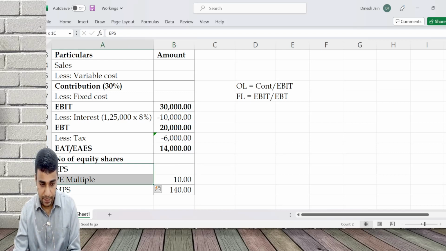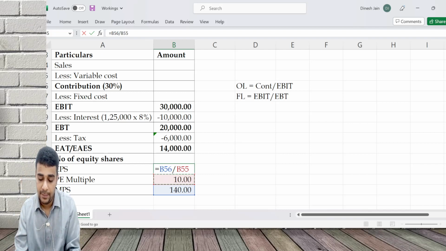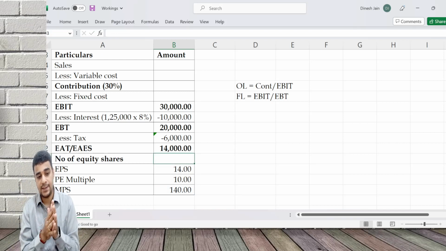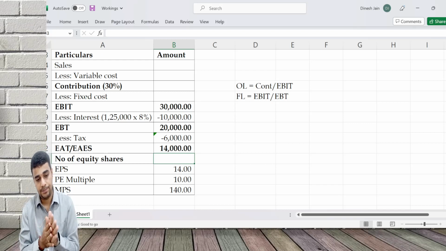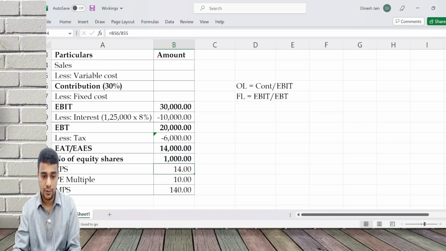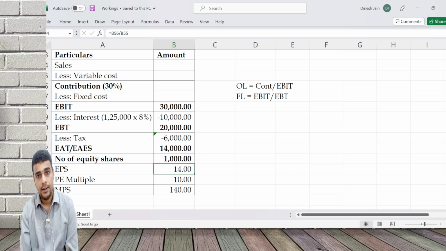Reverse working: EPS multiplied by the P/E multiple is MPS. So MPS divided by the P/E multiple is EPS. EPS into P/E multiple is MPS, hence EPS is MPS divided by the P/E multiple. And the number of shares is the balancing figure, which is part 2 of the question. Part 2 wanted the number of shares to be calculated. EAT of 14,000 divided by EPS of 14,000 gives the number of equity shares.